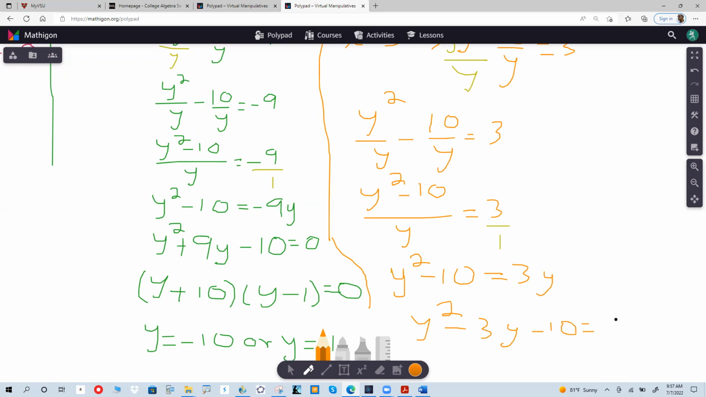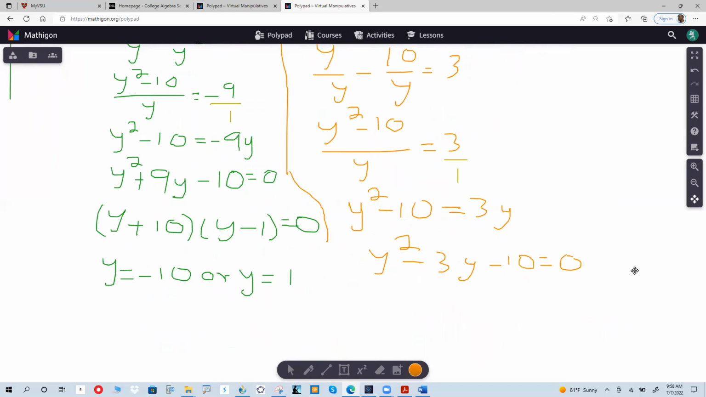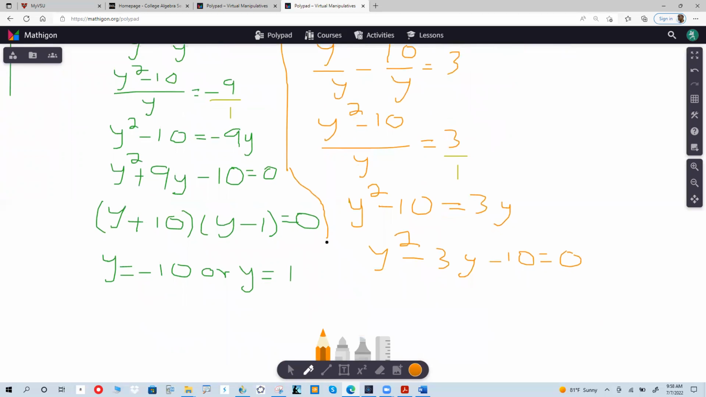minus 10. All right, how do I get 3 from 10? 5 times 2 is 10. 5 minus 2 is 3. So I'm going to write y, 5 and 2. I'm going to check. So minus 5 and plus 2 gives me negative 3, when I add them. So that means y equal to 5 or y equal to 1.